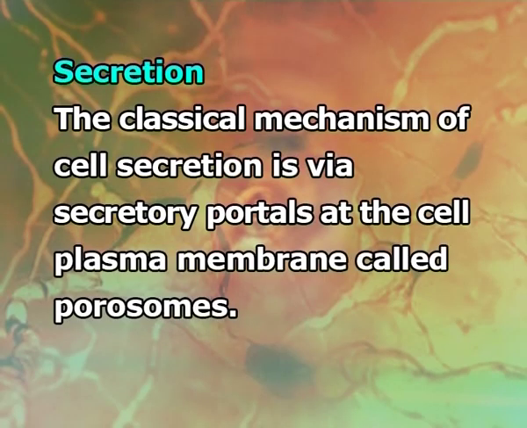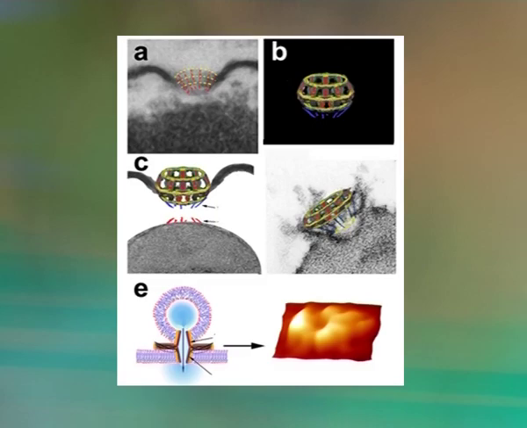The classic mechanism of cell secretion is via secretory portals at the cell plasma membrane called porosomes. Porosomes are permanent cup-shaped lipoprotein structures at the cell plasma membrane where secretory vesicles transiently dock and fuse to release intravesicular contents from the cell.